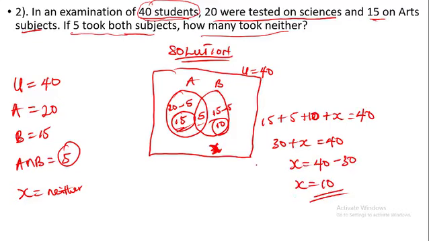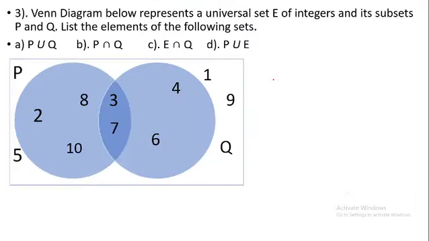Okay, let us still check if it is correct. We have 15 here, we have 5 here, we have 10. That is what? 30. 30 plus X equal to 10 will give us what? This total number, 40. Okay, let's take the last question here.